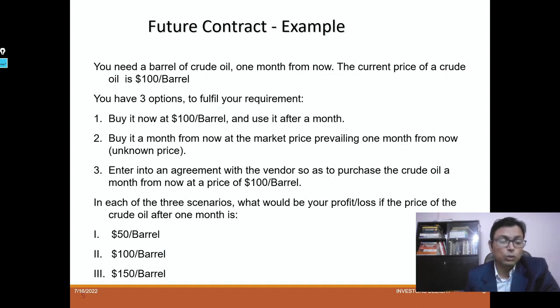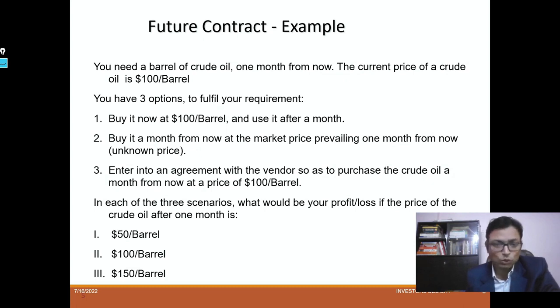So this is an unknown price, you don't know. And then the third option is to enter into an agreement with the vendor to purchase the crude oil a month from now, and that will be nothing but $100 per barrel. So you can have three options. The first option and second option are things anyone can do, but the third option is a kind of future agreement. This future agreement is going to give you different results under different circumstances.